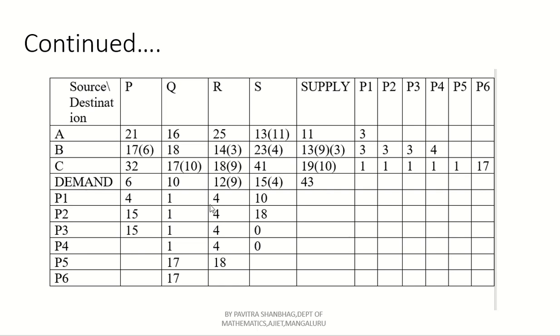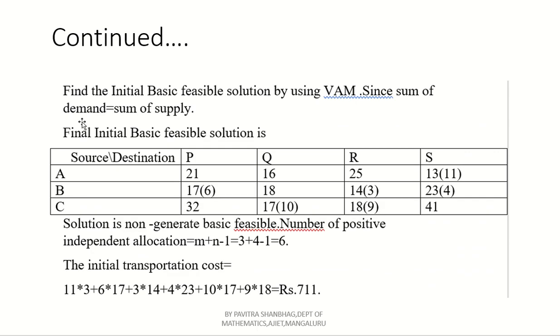Just write only the table containing the allocated cells. See here, we find the initial basic feasible solution using VAM, since the sum of demand is equal to the sum of supply. What is the final initial basic feasible solution? Sources A, B, C and destinations P, Q, R, S. Here the entries are 21, 16, 25, 13, here 11 we allocated, then 17, 16, here 18, here 14, 3, 23, 4, 32, here 17, 10, 18, 9, 41.